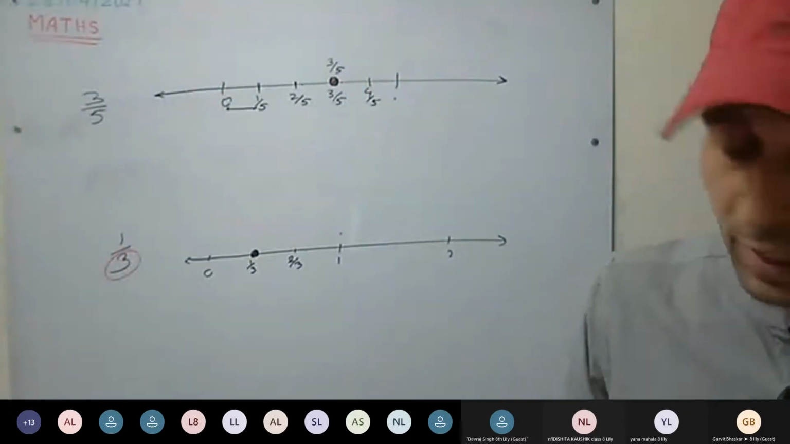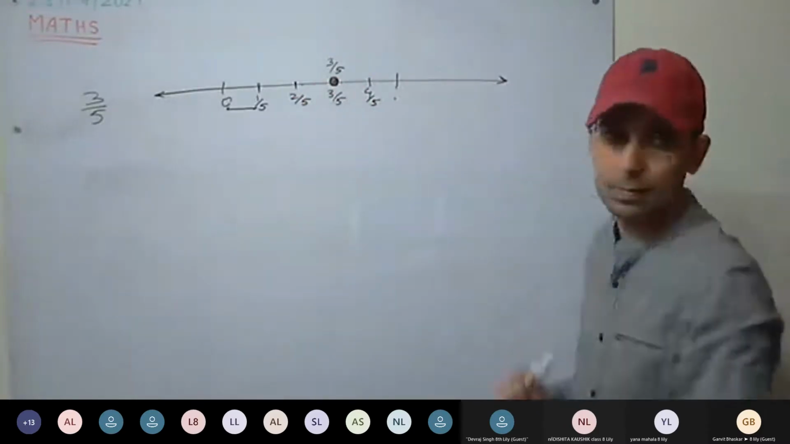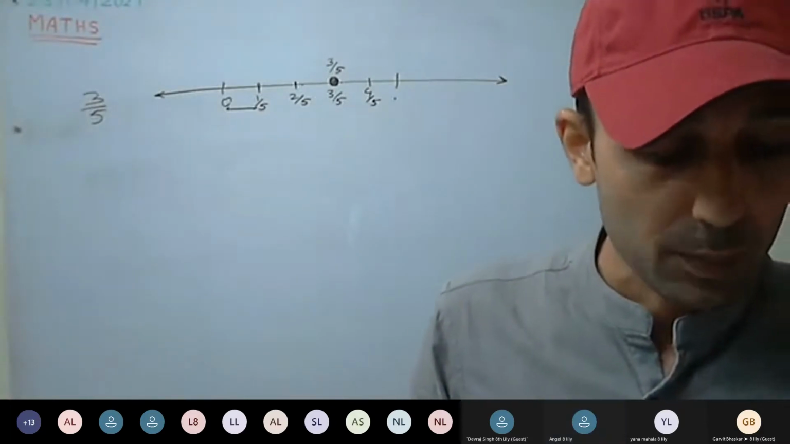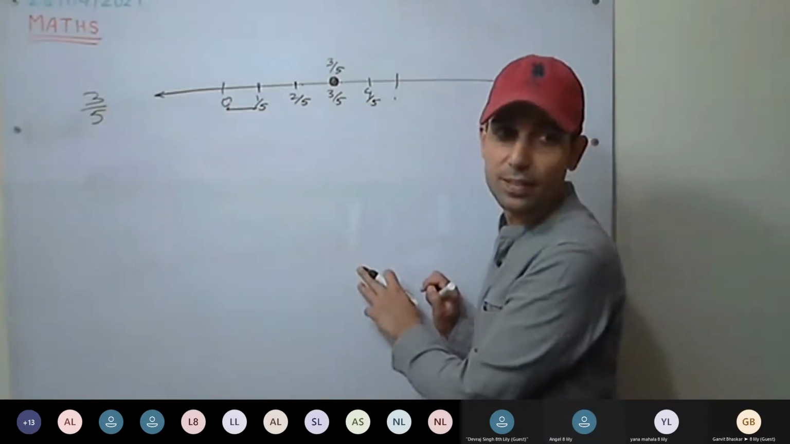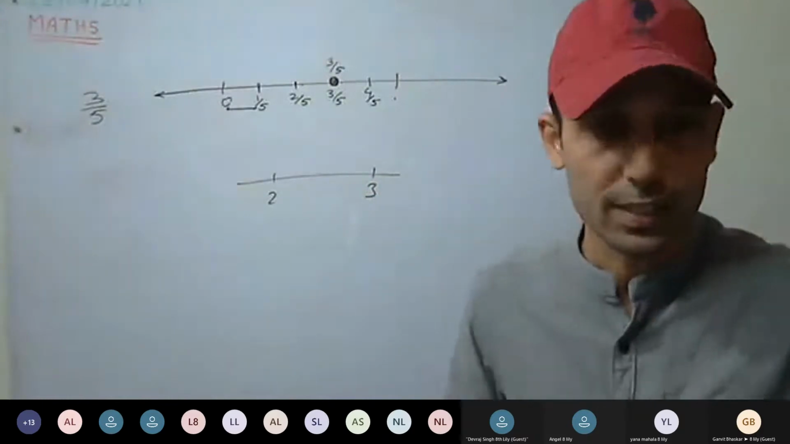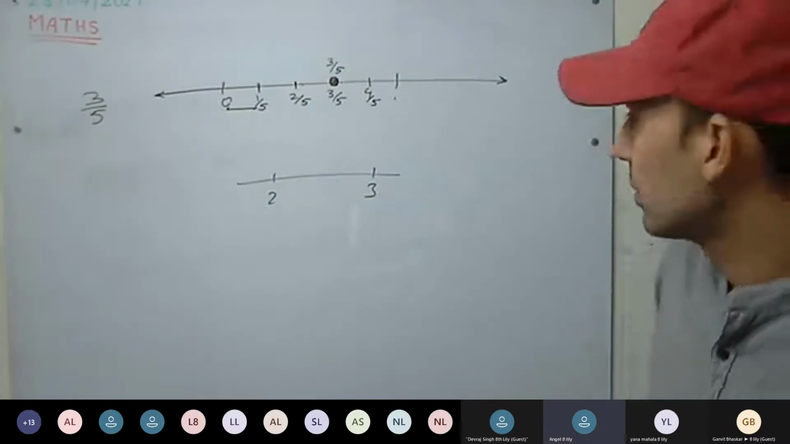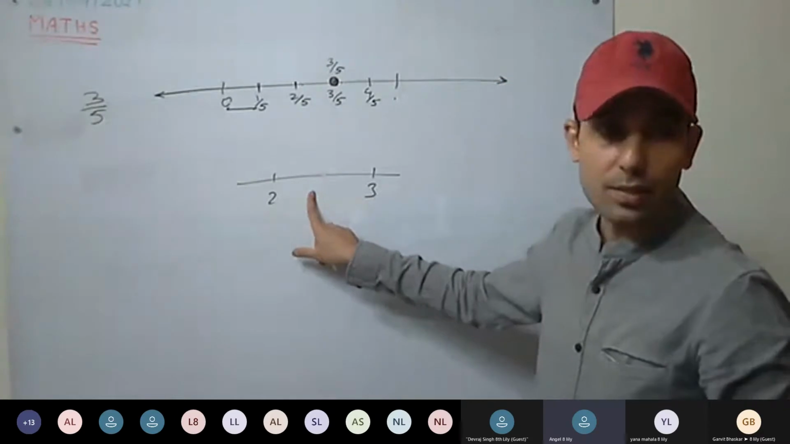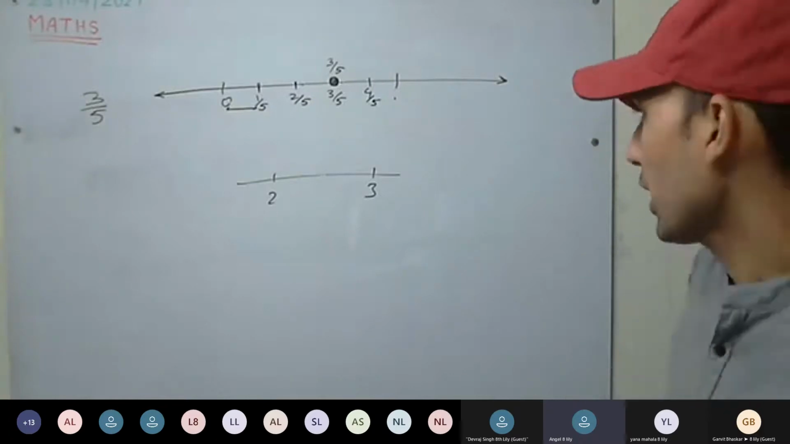Okay, 7 by 4, you do it now. Where will 7 by 4 lie? Sir, how will we find that a number lies between two whole numbers? Between two whole numbers, how? Again, ask. We have two whole numbers, 2 and 3, for example. Sir, how will we find which two whole numbers a number lies between? For example, 3/5 lies between 0 and 1, and 7/4 lies between... Okay, I understood.